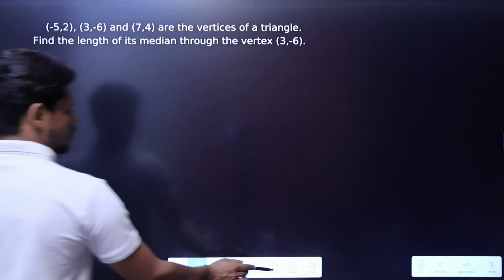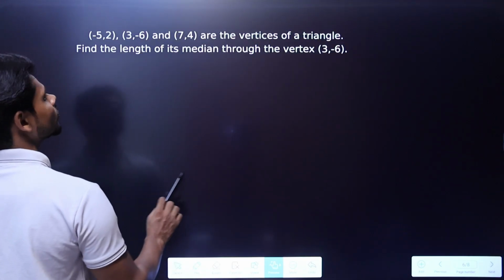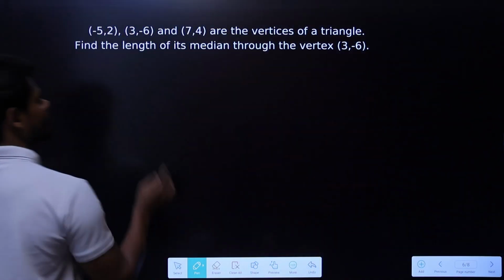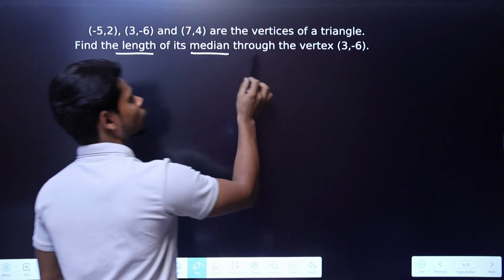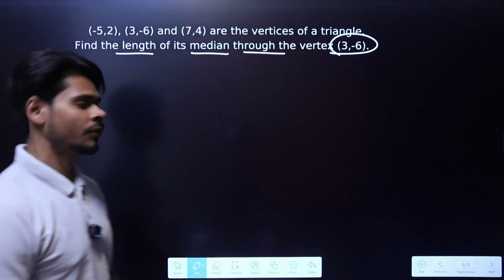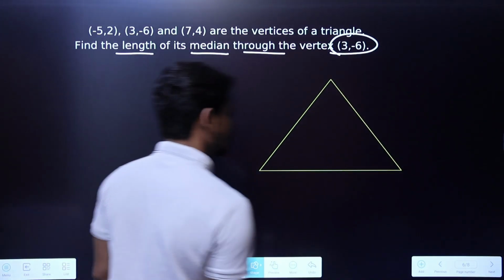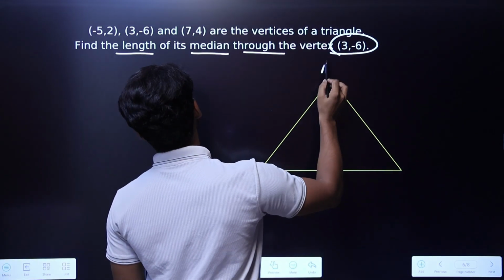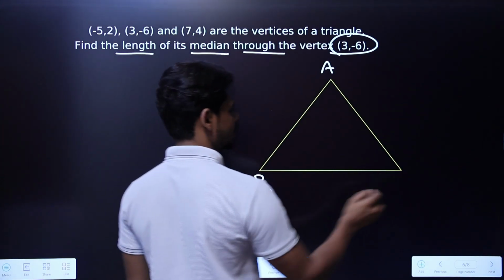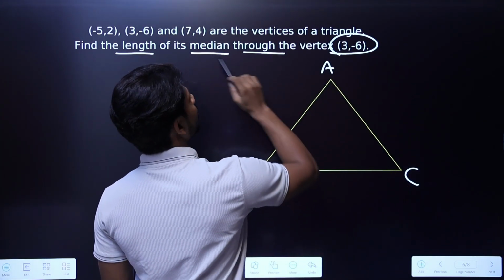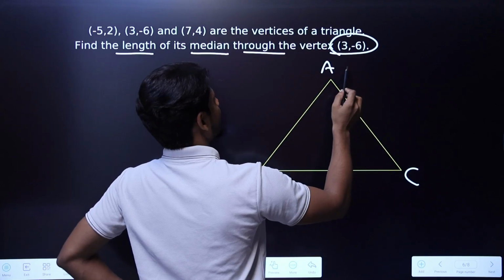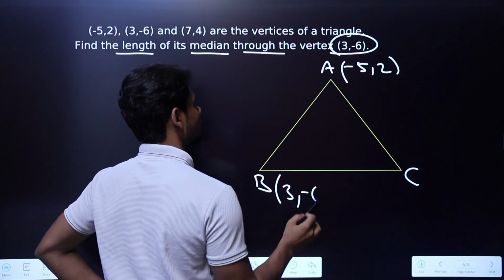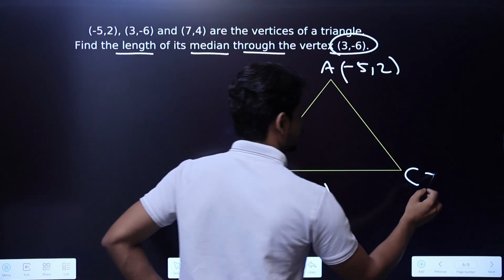Okay, now next question. Here we are given three points that are the vertices of a triangle, and we need to find the length of the median through the vertex A. Let's draw the figure first. We have a triangle, let's say the name of the triangle is ABC. So A is minus 5 comma 2, B is 3 comma minus 6, C is 7 comma 4.